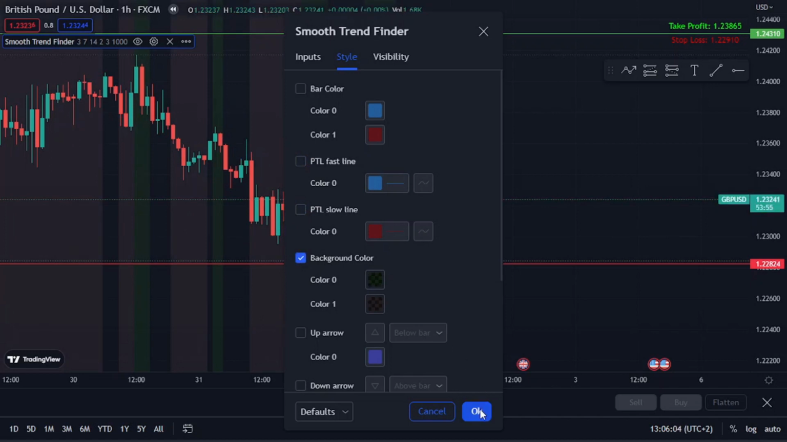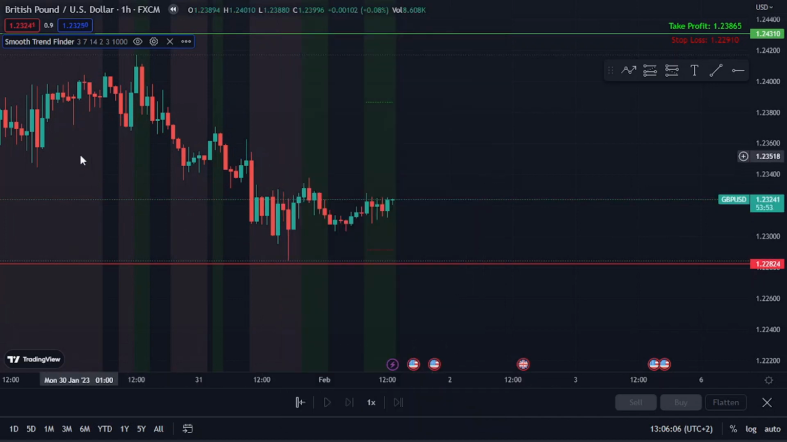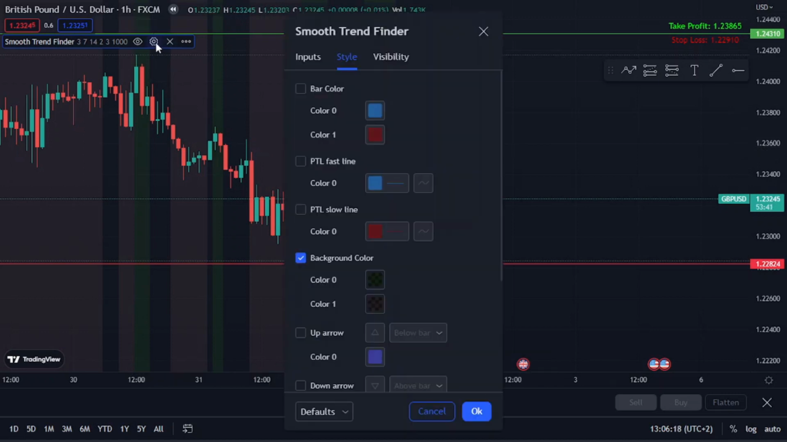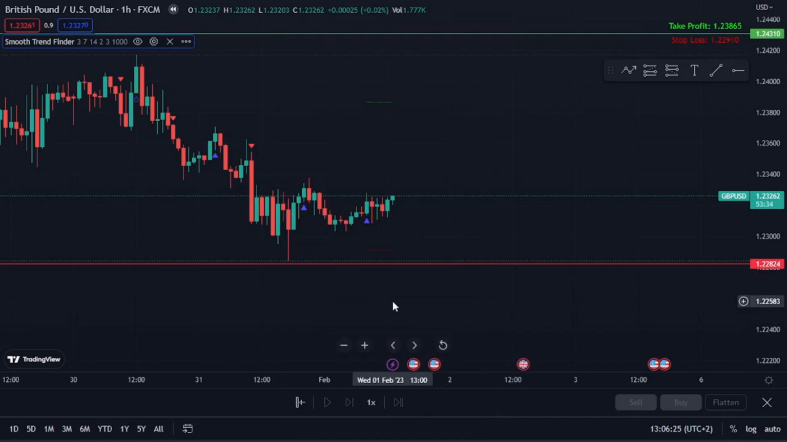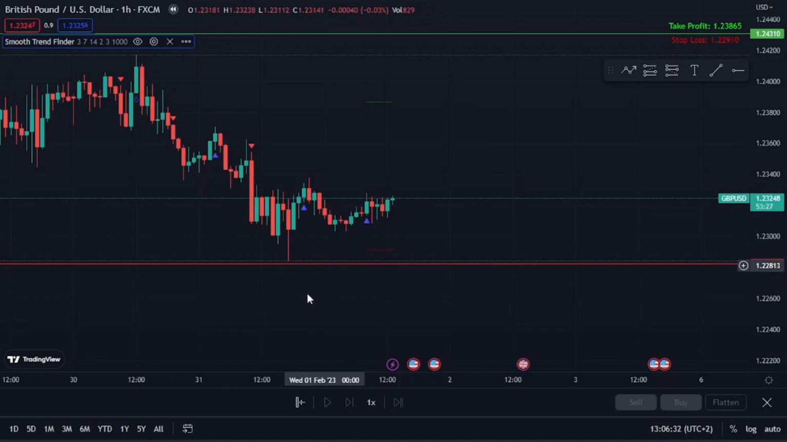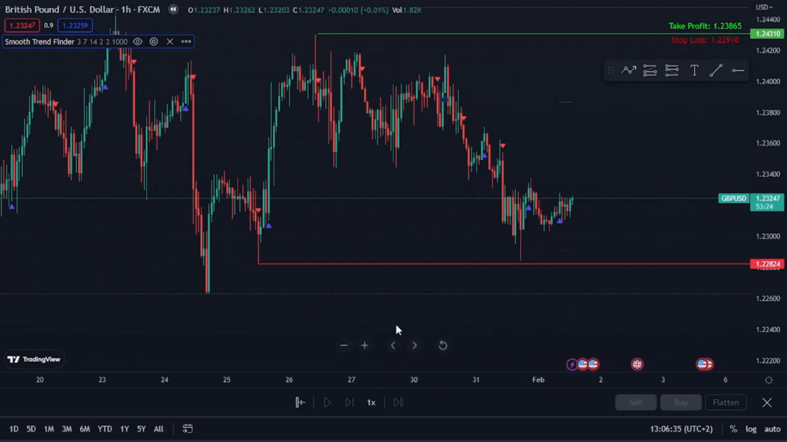One of my favorite parts is that it also filters out sideways market movement. Let's look at an example. As you can see, the black spaces between the red and green show a sideways trend. This will save you time by helping you identify sideways market movement. The last option is to simply enable the buy or sell arrows or alerts. This makes it very simple to use and keeps your chart nice and clean.